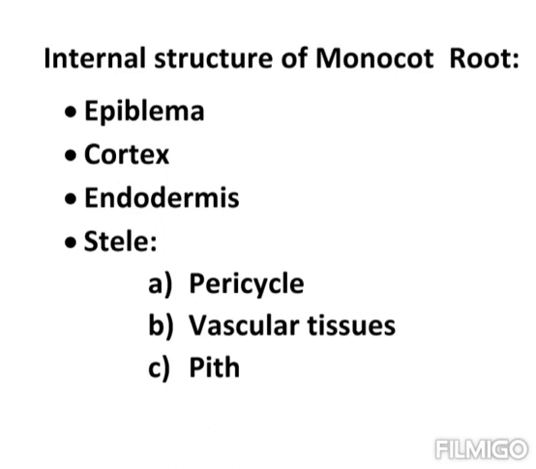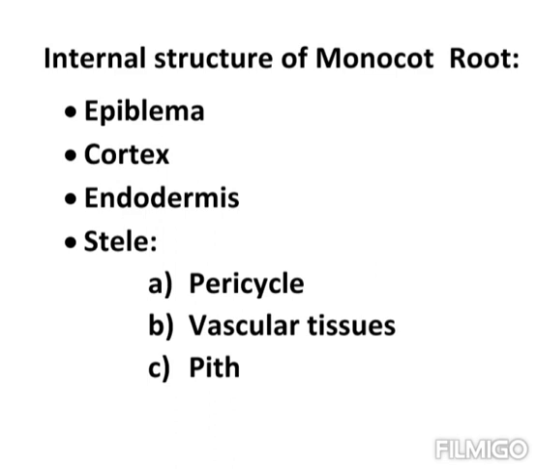Next one is the vascular tissue. It consists of many patches of xylem and phloem arranged radially. You already know what a radial vascular bundle is. Xylem and phloem are present on different radii, and the xylem is exarch and polyarch. What is exarch? Already we know: protoxylem lies towards the periphery and metaxylem lies towards the center. So in dicot root and monocot root, the xylem is exarch.